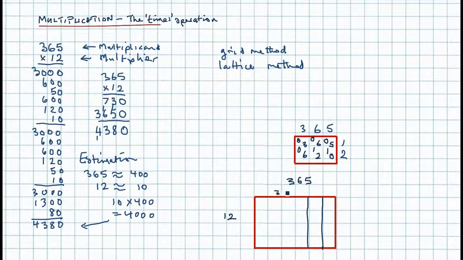So we've got 300 here, 60, and our 5. Over here we've got 10 and 2. So we're going to split it up into 10 and 2. And it doesn't matter what order we do it in. Let's think of the 10 as being this larger area here, and the 2 as this smaller area here. So we've got 10 and 2 makes 12, 365 at the top here. Okay, now we just multiply out.